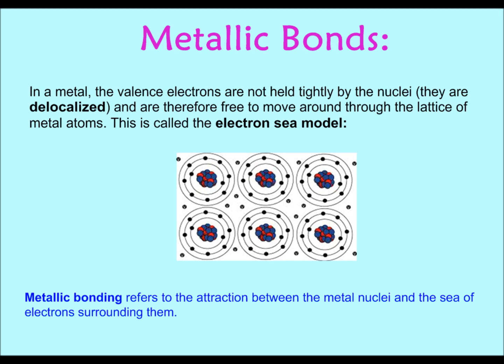Metallic bonds. It says, in a metal, the valence electrons are not held tightly by the nuclei. They are delocalized and are therefore free to move around through the lattice of metal atoms. This is called the electron sea model, and the electron sea model is what you see right here below the definition. It says metallic bonding refers to the attraction between the metal nuclei and the sea of electrons surrounding them. Okay, so because of these small attractions in between these atoms, they're arranged in this sort of lattice.